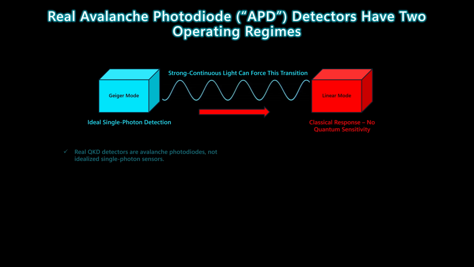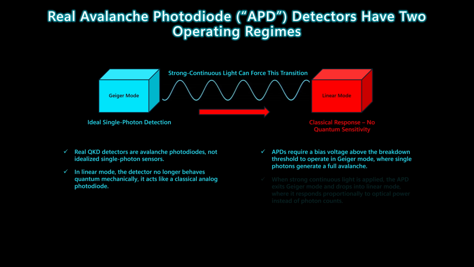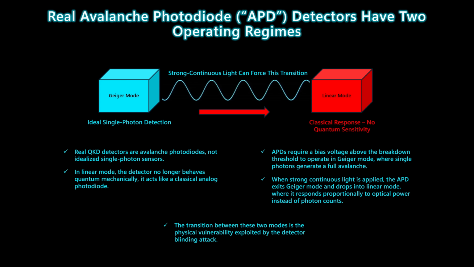Real quantum key distribution detectors are avalanche photodiodes, and they do not behave like the idealized single-photon sensors assumed in the security proof. Avalanche photodiodes operate in two fundamentally different regimes. In Geiger mode, which is the intended operating regime for quantum key distribution, the detector is biased above its breakdown threshold. A single absorbed photon is sufficient to trigger a full avalanche, producing a clean binary click. This is the single-photon sensitivity that the protocol depends on.